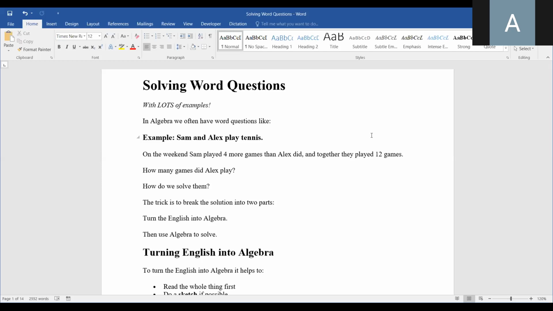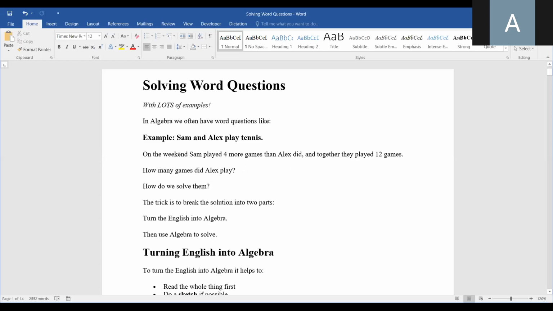So a very simple example is the one here. Sam played more games of tennis on a weekend than Alex did, and together they played 12 games. So Sam played 4 more games. So how many games did Alex play?